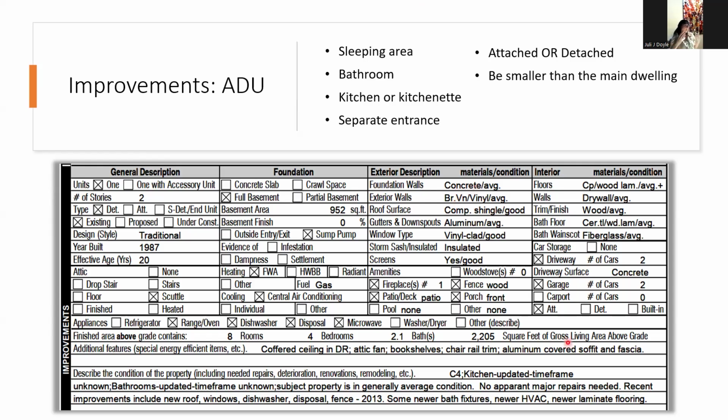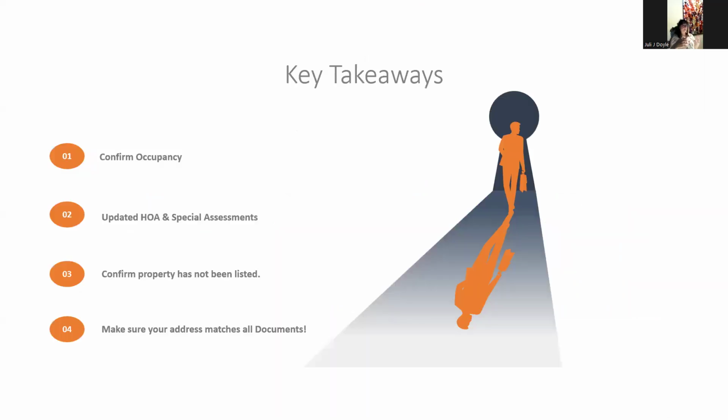What else? I lost my slideshow. So confirmed occupancy, very, very important when we're dealing with this refinance season. Updated HOA and special assessments. This is more common than you think. You've got upgraded roofs in these subdivisions. You've got roads that were redone. You've got common areas that were redone. This is very common, so don't sleep on that.